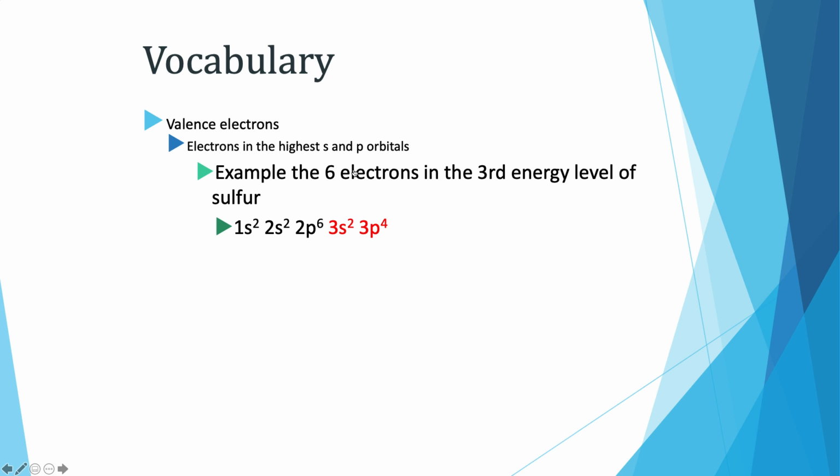We learned about this last semester, or last month: valence electrons. Basically, the electrons in the highest s and p orbitals, the highest energy level, I should say. So when we talk about the highest energy level, and we're talking here with sulfur, it's the electrons in the 3s and 3p. Don't worry about the d yet. We're not talking about the d, it's just the s and p only. And so this is what I mean by valence electrons.